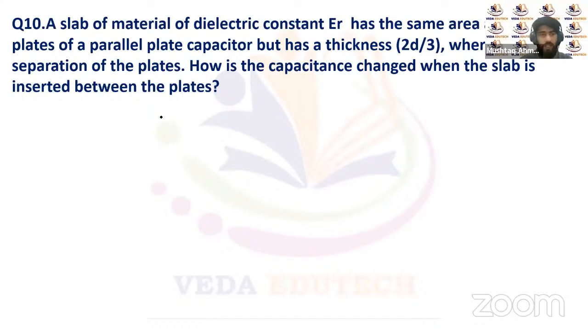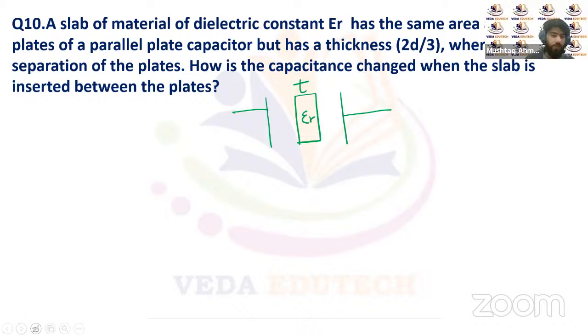Question number 10: a slab of material of dielectric constant epsilon r has the same area as the plates of a parallel plate capacitor, but has a thickness 2d over 3, where d is the separation of the plates. How does the capacitance change when the slab is inserted between the plates? Let's suppose these are the two plates of the capacitor, and within them we insert a dielectric slab of thickness t, of dielectric constant epsilon r.